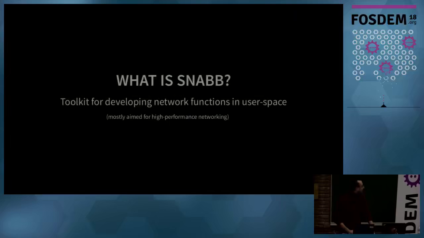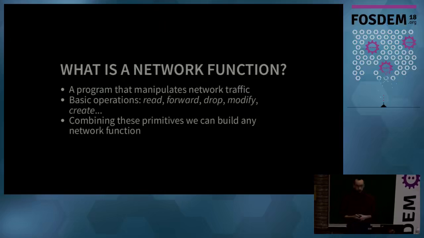What is Snabb? Snabb is a toolkit for developing network functions in user space, and it's mostly aimed at high-performance networking. I need to clarify two concepts in this definition. One is what is a network function, and another one is what is high-performance networking. A network function is basically any program that manipulates network traffic. These programs usually do a series of basic operations such as read a packet, forward it, drop it, modify its headers, or create new packets. Combining these primitives, you can build any network function you can think of.